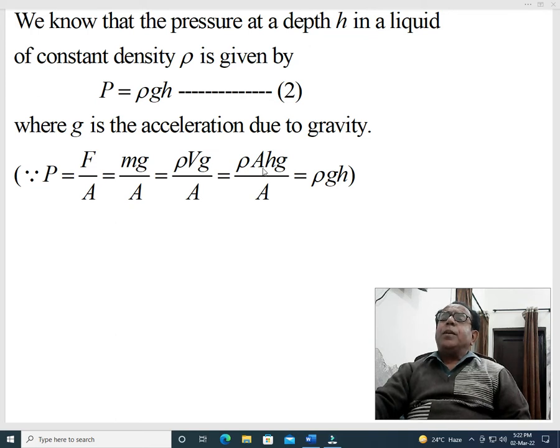So from here area will be cancelled out with area, and P will become equal to rho h g. Rho h g or rho g h, same thing. We have only changed the order, nothing else.